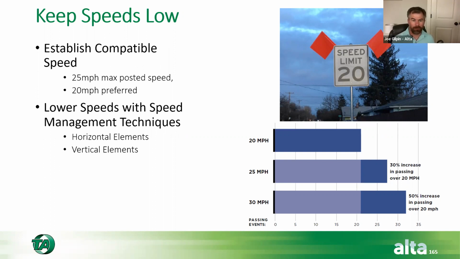So really good. And we can keep speeds low either naturally through the built environment of the roadway, or maybe we need to do something to the road. And so we could do a vertical or a horizontal speed management type of situation. 20 miles an hour is the preferred posted speed for a bicycle boulevard type facility. It just is a lot safer than others. In Europe, they use 30 kilometers an hour, which is about 18.5 miles an hour. So it's pretty close to that 20. So that's where we're shooting for right now.